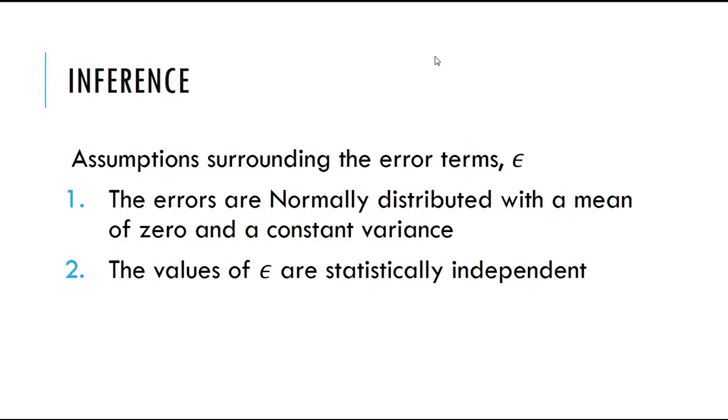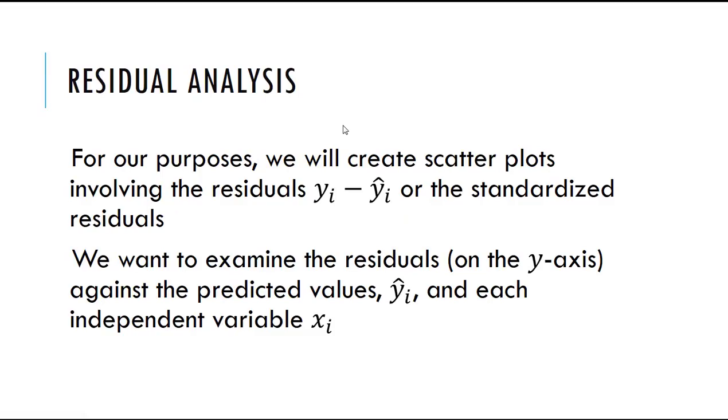In cases where they may not be statistically independent of one another, such as time series, we'll get to that later. So in order to know whether or not regression can be used for inference, we should do some analysis around these residuals or error terms, since they have assumptions. For our purposes, we will create scatter plots involving the residuals. Remember, the error term is the actual minus the predicted, that's y sub i minus y hat sub i. Or we might standardize those residuals to see what they look like.